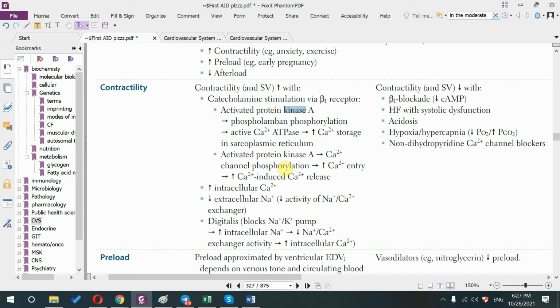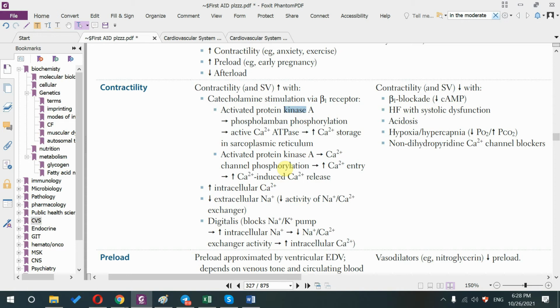And when this phospholamban gets phosphorylated, what will happen? Active calcium ATPase will lead to increased storage of the calcium in the sarcoplasmic reticulum. You might ask, what is sarcoplasmic reticulum? You remember the endoplasmic reticulum? When it is in the cardiomyocyte, we call it sarcoplasmic reticulum. It's exactly the same thing.